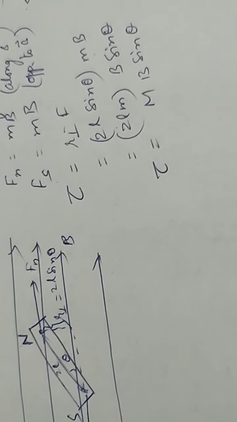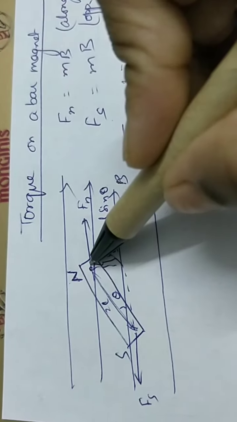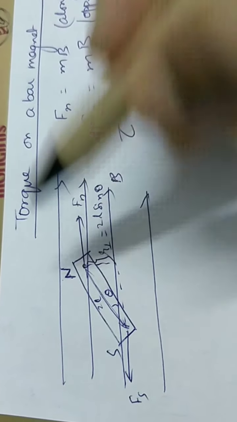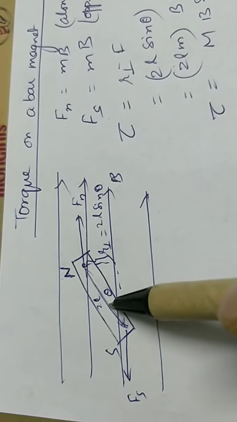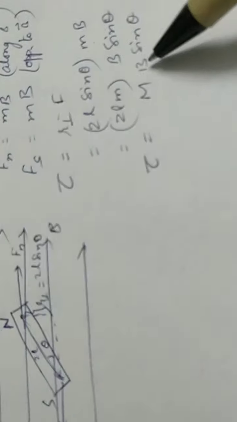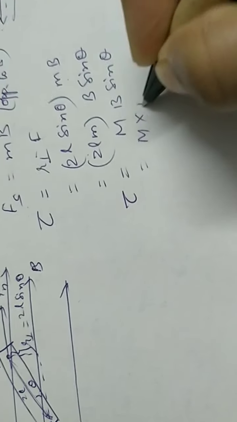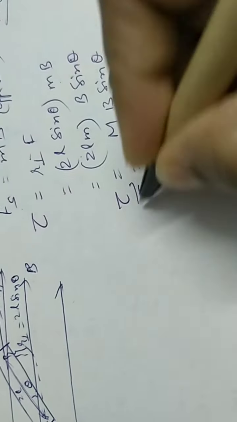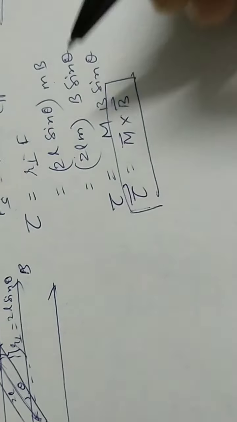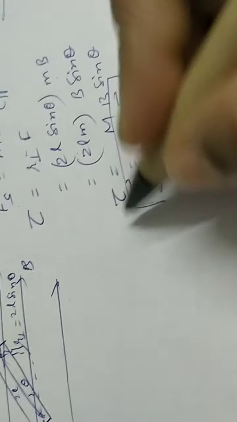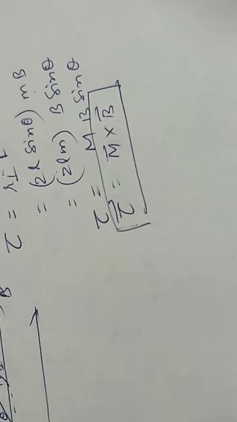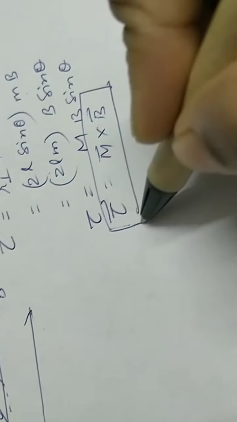Now what is the direction of the magnetic dipole moment? For a bar magnet, it is from south to north pole. This is the direction of the magnetic dipole moment, this is the direction of the magnetic field, and the angle between them is theta. Therefore I can write M cross B as the torque, because theta was the angle between these two vectors. So torque is equal to M cross B.